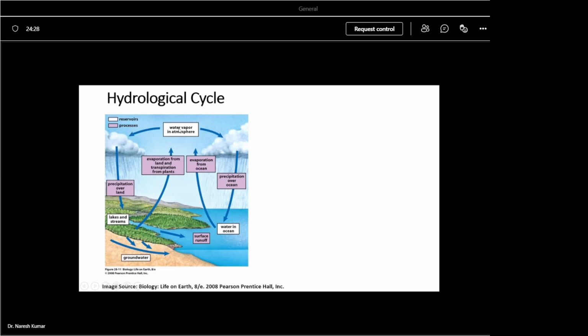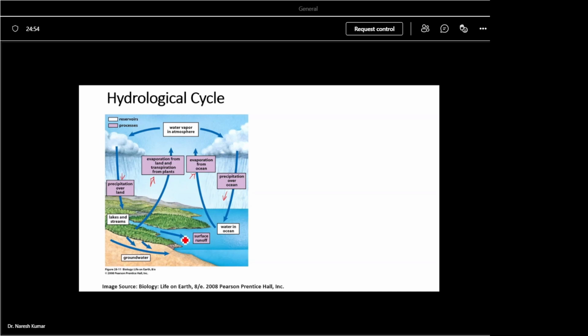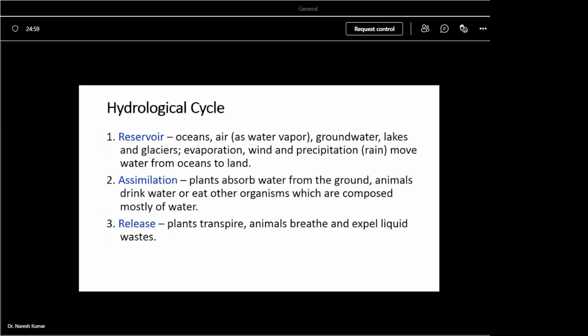Here we have reservoirs and processes. What are the reservoirs? Water vapor in the atmosphere, water in the lakes, water in the groundwater, water in the ocean. So these are the reservoirs. What are the processes? Precipitation is one. Evaporation and transpiration is another. Evaporation from ocean, precipitation over ocean, then runoff from the surface. All these are the processes which allow the cycling of water. If you look at the reservoirs, we have oceans, air, groundwater, lakes. So these are the sources.